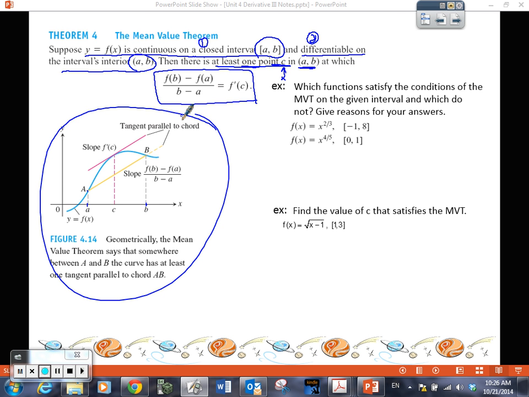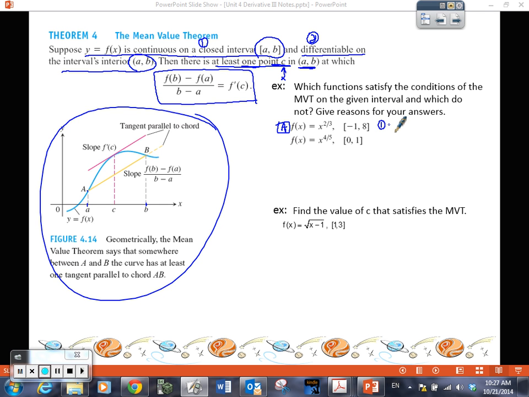Questions about the theorem? Okay, so let's practice using the theorem. The first example just asks which functions satisfy the condition. So we only have 2 conditions to work with now instead of 3. Number 1, so let's start with this one.